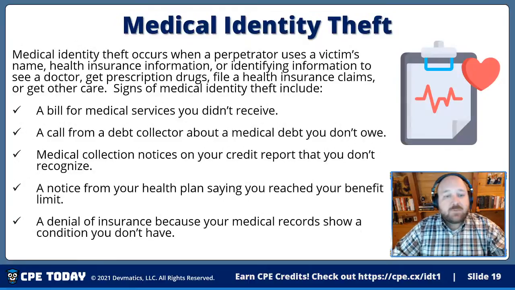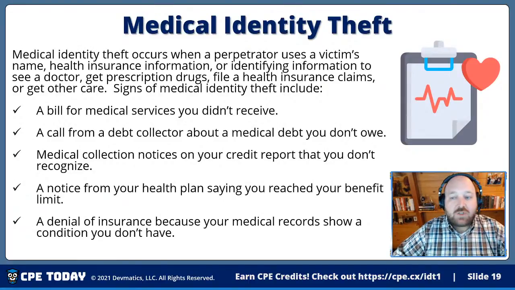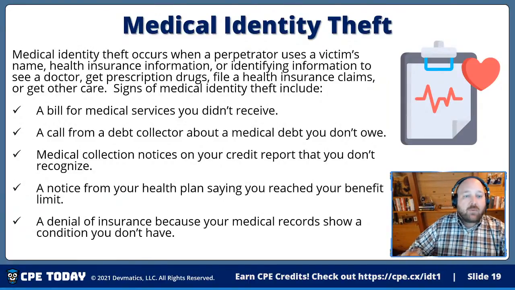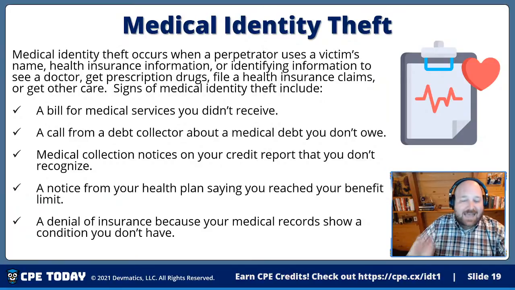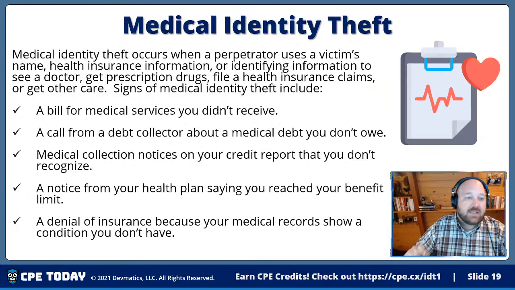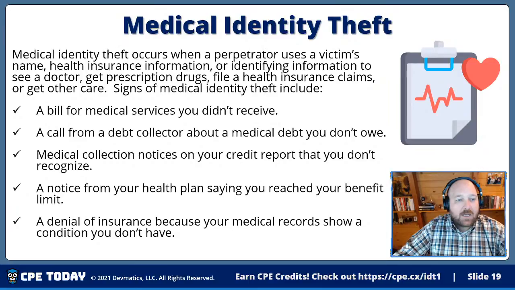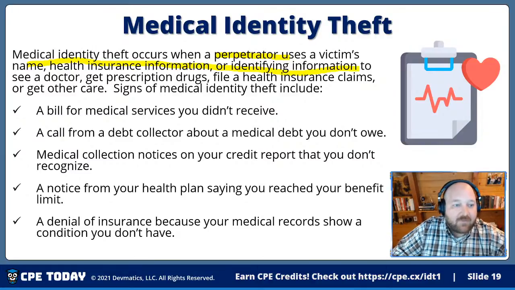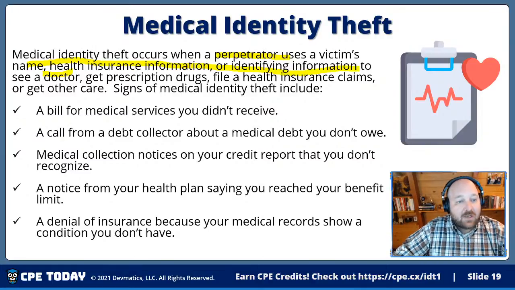Now, there are a couple of specific types of identity theft that we should be aware of, and we're going to look at 3. We're going to look at medical identity theft, tax identity theft, and child identity theft. Okay? Now, medical identity theft occurs when a perpetrator uses a victim's name, health insurance information, or otherwise identifying information to see a doctor, to get prescription drugs, file a health insurance claim, or something like this.